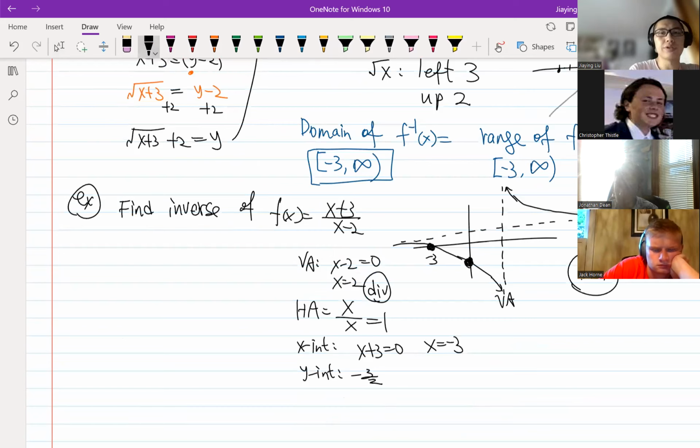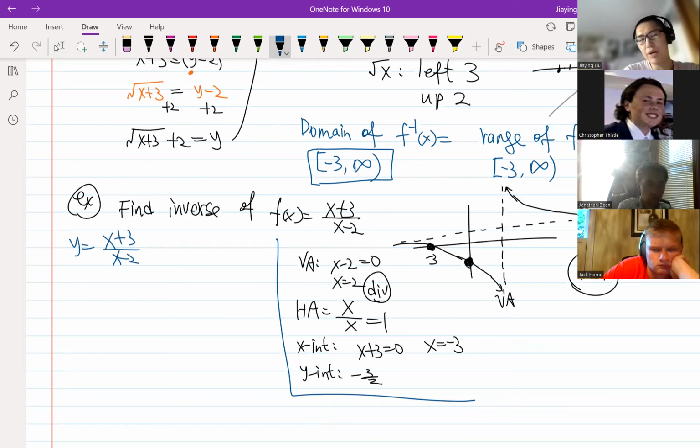So the first thing we're going to do is rewrite f of x. So we get y equals (x plus 3) over (x minus 2). And then we're going to switch x with y. Note that the two x's, we have to switch both of them into y. So we get x equals (y plus 3) divided by (y minus 2).